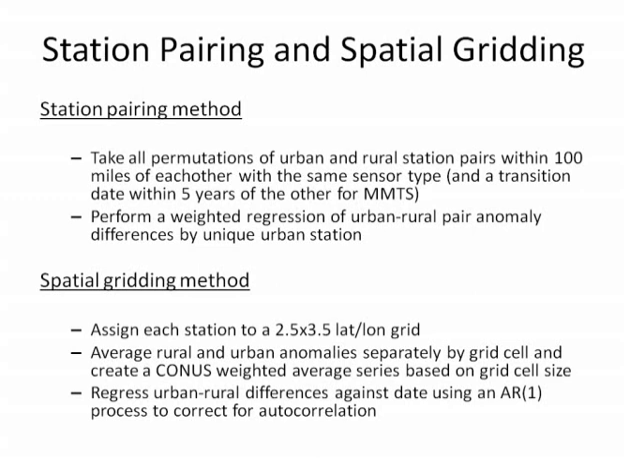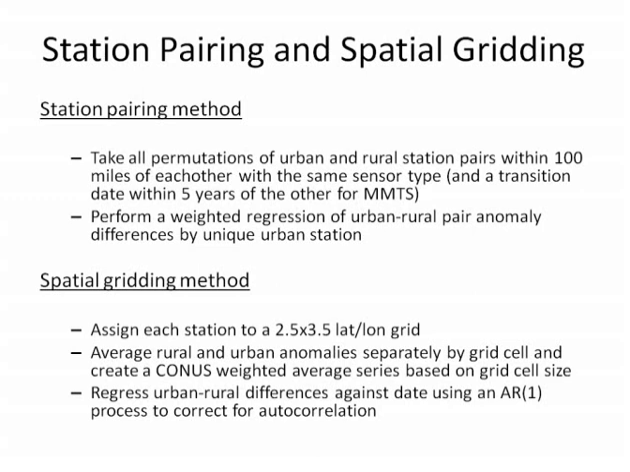The first is a station pairing method. So we take all possible permutations of urban and rural station pairs that meet a set of criteria, so they're within 100 miles of each other, and they have the same sensor type. And in the case of MMTS stations, they have a transition date within 5 years of the other. And we do that to try to remove the bias due to sensor type changes. Particularly, there's a max cooling bias introduced by the MMTS transition. And then we perform a weighted regression of urban pair anomaly differences, and we weight it by unique urban station. That's to reduce sort of spatial clustering.